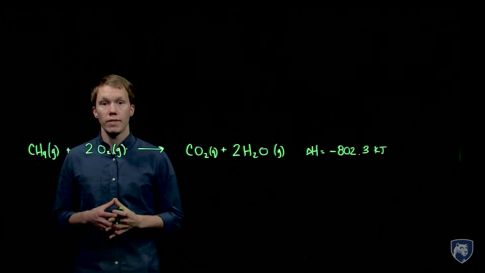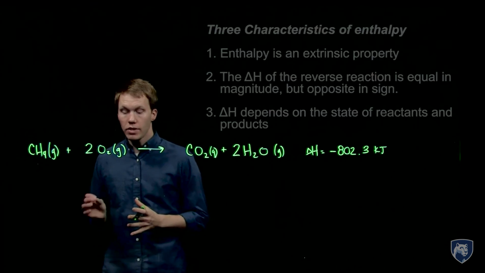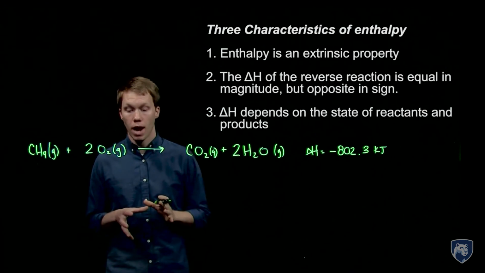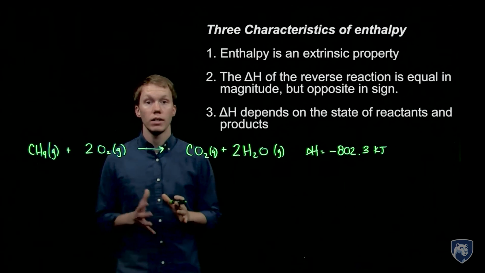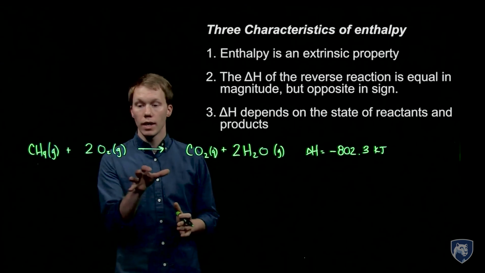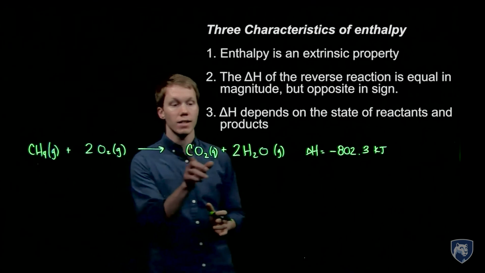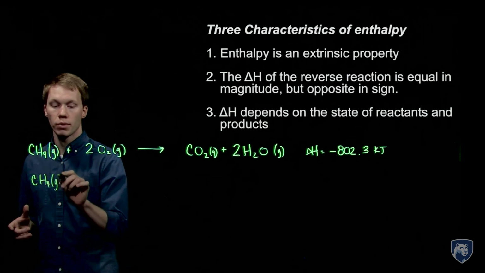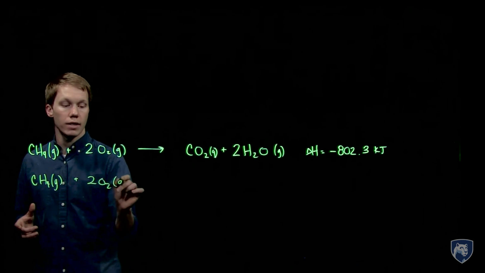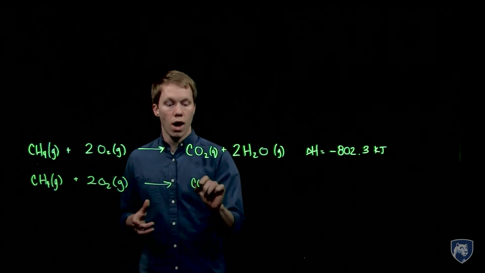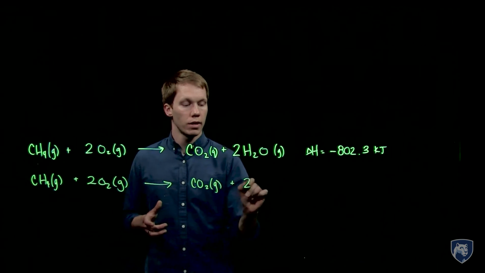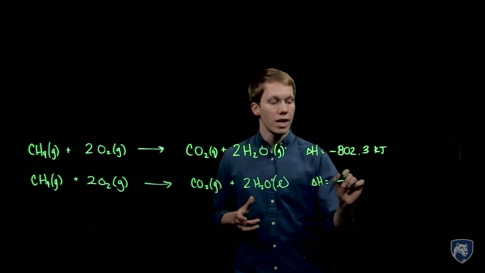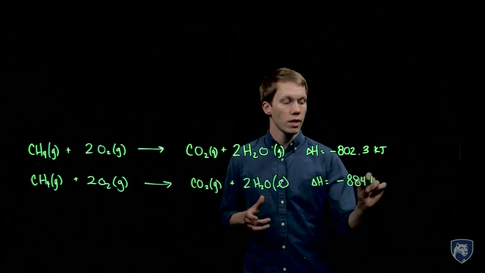And the final property of enthalpy is that the delta H for the reaction will depend on the state of the reactants and products, whether it's a solid, liquid, or a gas. So in this chemical equation we have gaseous reactants and products, but if I look at the analogous reaction producing not gaseous water but liquid water, then we have a different delta H value. The delta H is minus 884 kilojoules.